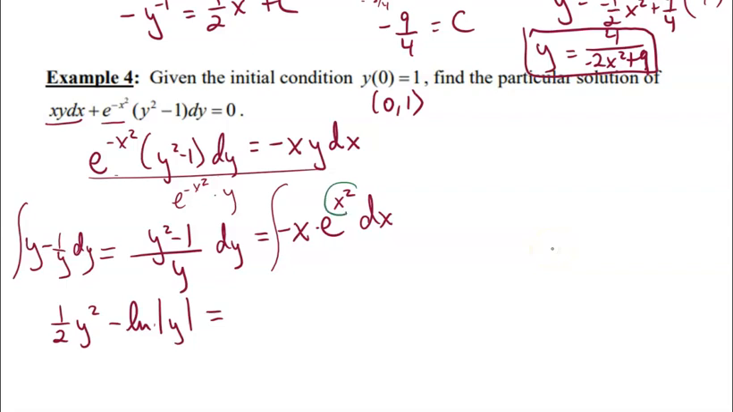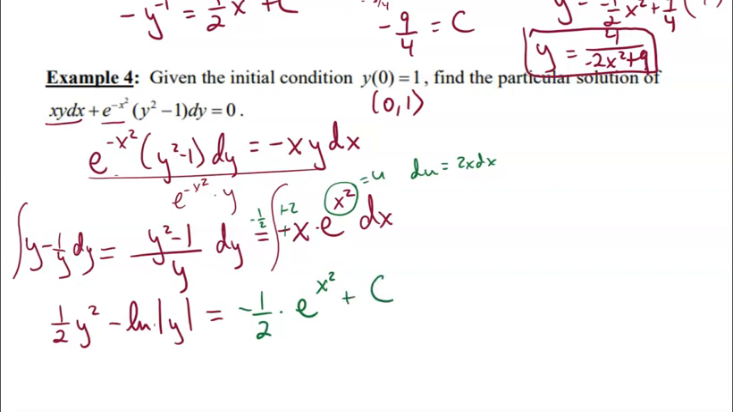I have that u, my inside of the composition, is x squared. So then du is 2x dx. I have the x and a negative, so I'm going to multiply by -2 on the inside, -1/2 on the outside. So this becomes -1/2 times the antiderivative of e to the u, which is e to the u. So I've got e to the x squared plus c.